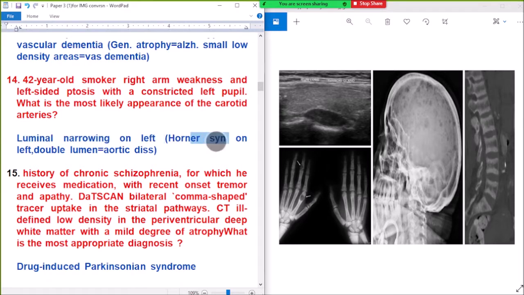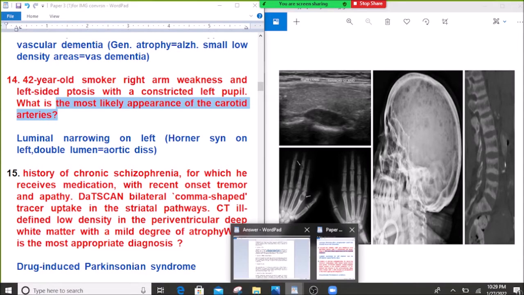Now, in the other option, there is double lumen, but it cannot be double lumen because double lumen of the carotid artery is usually seen in dissection and does not cause Horner syndrome. So there's luminal narrowing on the left side of the carotid arteries. Right, question number 14.